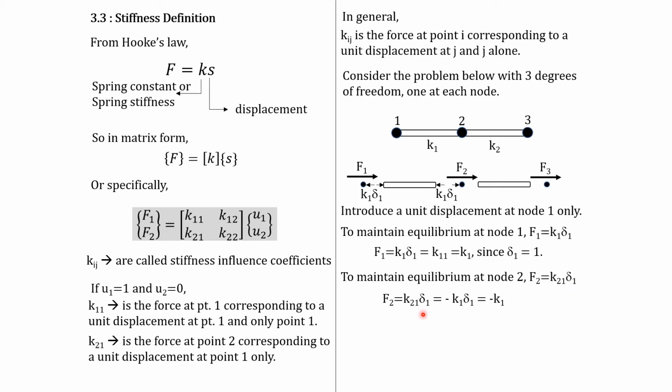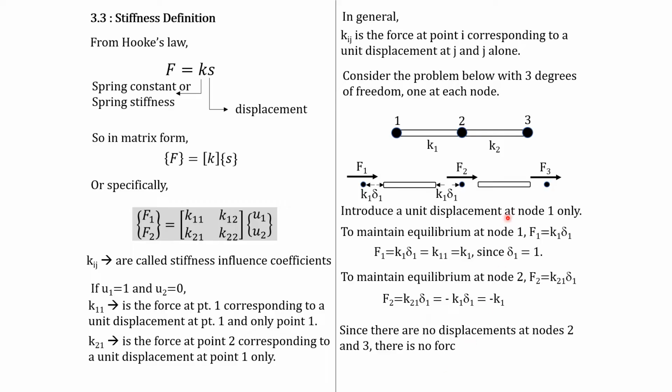F2 equals K21 delta 1, and from this node here, F2 is equal to negative K1 delta 1 if you sum up forces horizontally and equate it to 0. So F2 plus K1 delta 1 equals 0, so F2 equals negative K1 delta 1. Because delta 1 is equal to 1 at node 1, F2 becomes negative K1. Therefore, we conclude that K21 equals negative K1.